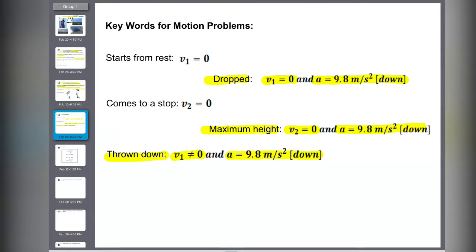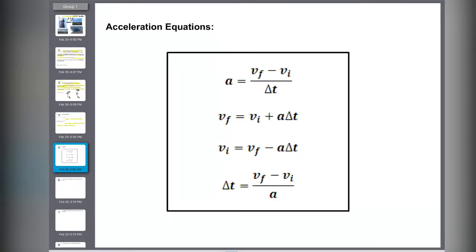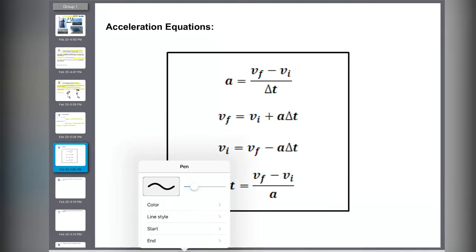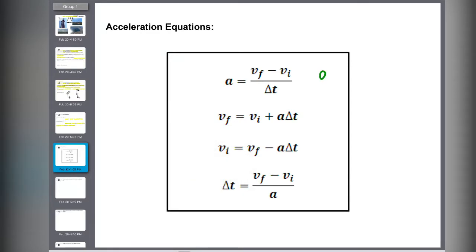But when something is thrown down, you don't have v1 equal to 0 anymore, but you still do have a equals 9.8 meters per second squared. Okay, so this is the first equation. I don't use the v and the f, so I'm just going to rewrite this. This is a equals v2 minus v1 over t.